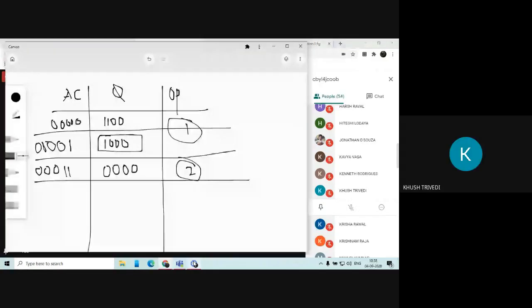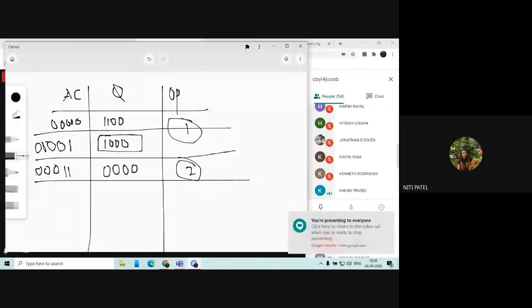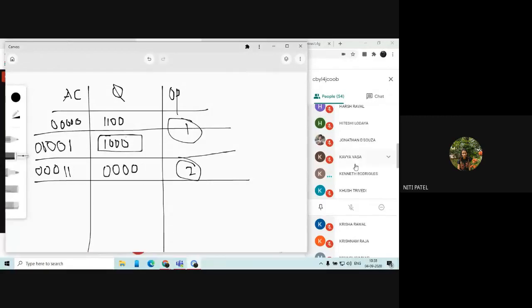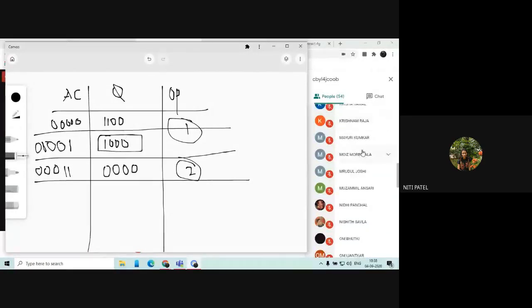So the contents of AC after the second cycle are 3 zeros, 1 1, and Q is all zeros. So we have restored the content of Q as 0, and after that we have performed AC is equal to AC plus M. So the contents of AC and Q are restored after the left shift. Correct, Kenneth? Yes, ma'am.